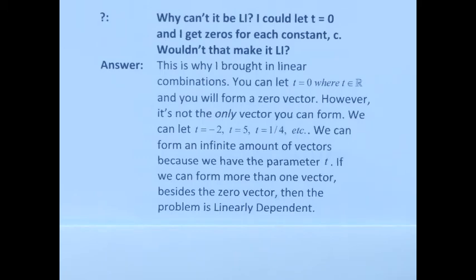We can let t equal -2, t equal 5, t equal 1/4, etc. We can form an infinite amount of vectors because we have the parameter t. If we can form more than one vector besides the zero vector, then the problem is linearly dependent. So again, it's not about forming just the zero vector. Can you form more than that? If you can, it is linearly dependent.